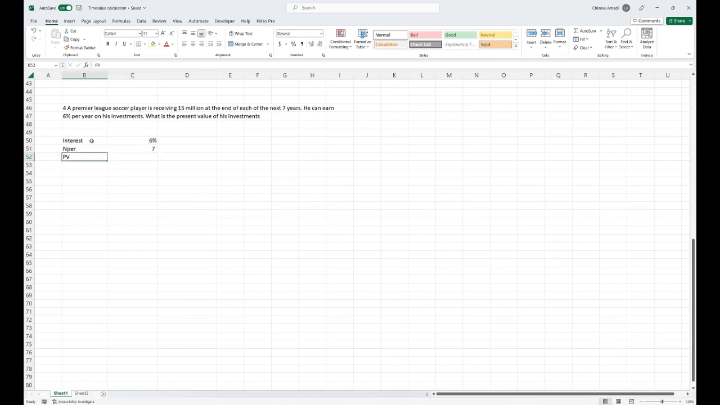Now, the present value is not given. It's actually the periodic payment. It's 15 million. So what will be the present value of this? The rate is 6%. Number of periods is 7. So that would be like 83 million. Now that's the value of his deal.